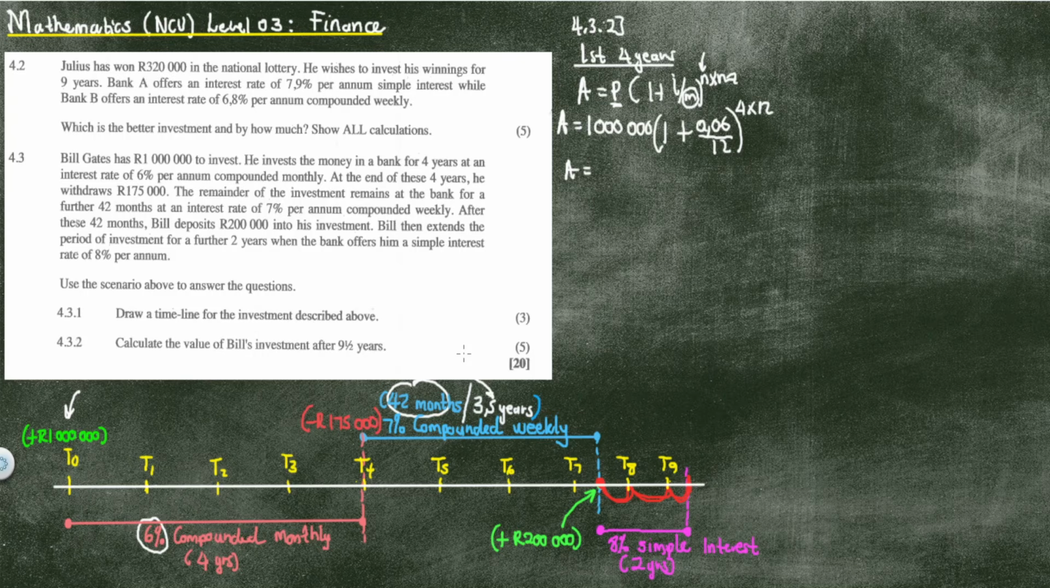1,000,000 (1 plus 0.06 divided by 12), monthly, raised to the exponent 4 times 12. The final answer is 1,270,489.16. I'm rounding it off to 2 decimal places. We are working with money, we are working with rands, right? So we have to round this off.